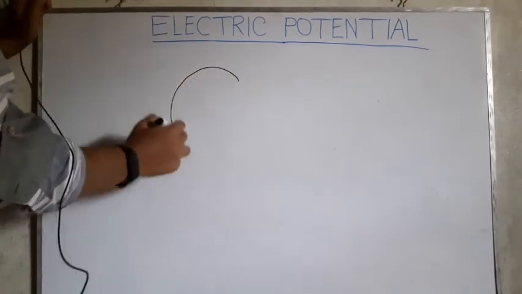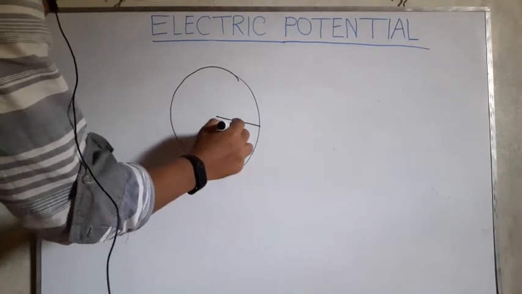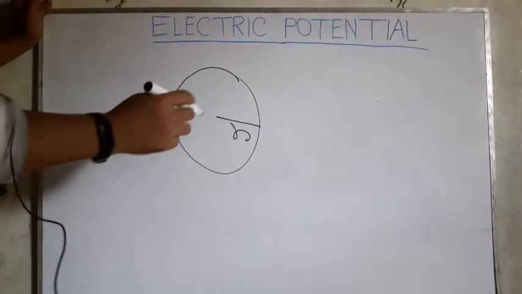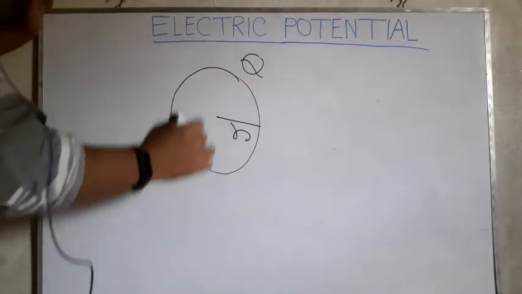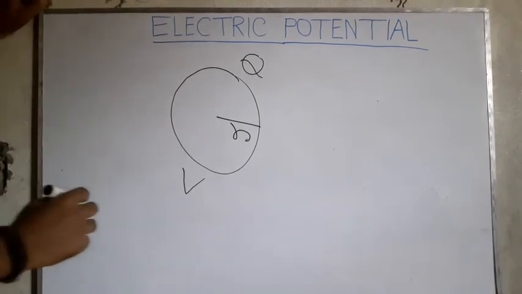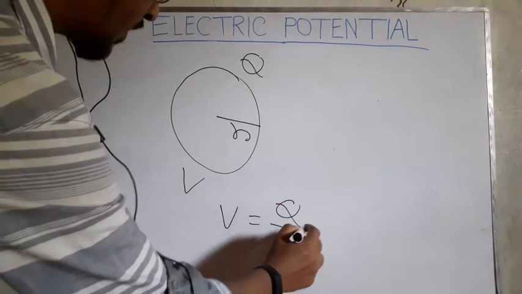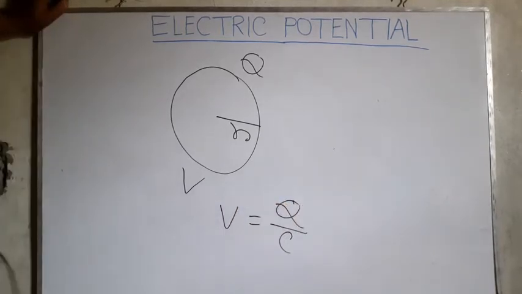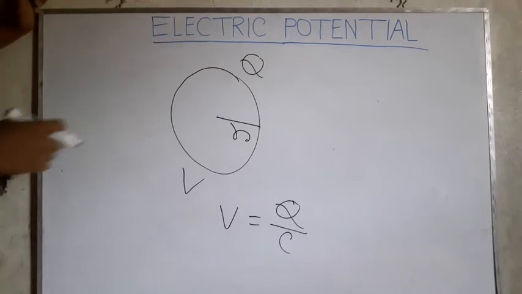Suppose it's a metallic sphere, its radius is r. If Q amount of charge is given to this body and therefore its potential is V, then V is equal to Q divided by C. Here Q is the amount of charge, V is the potential, and C is the capacitance of this metallic sphere.